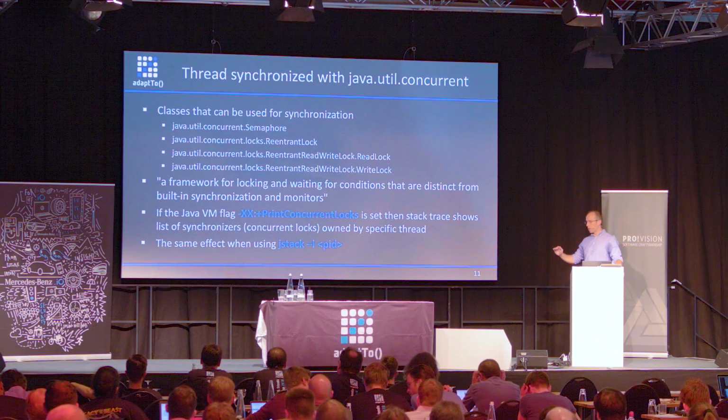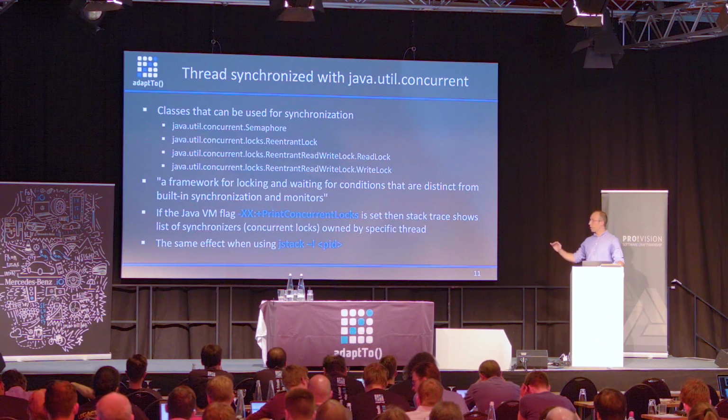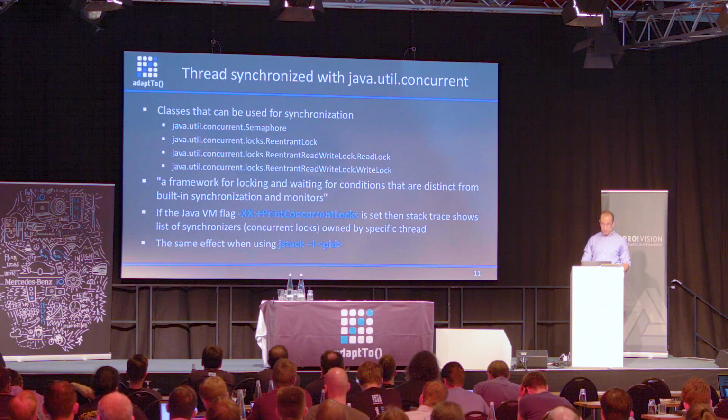If you take a thread dump using the jstack command, always remember to use the option -l, because this option will print, for every stack trace in the thread dump, all locks owned by that thread. So we will see an example later on. If you don't want to worry about that, just start the JVM with the mentioned start option, print concurrent locks. And then you will always see which thread is owning which lock. At least it's supposed to do that.